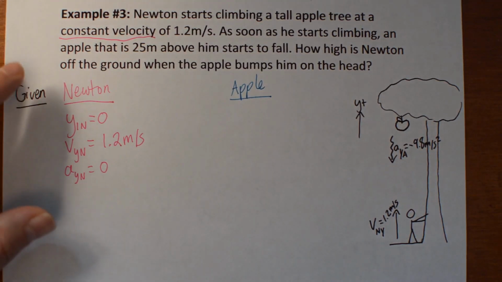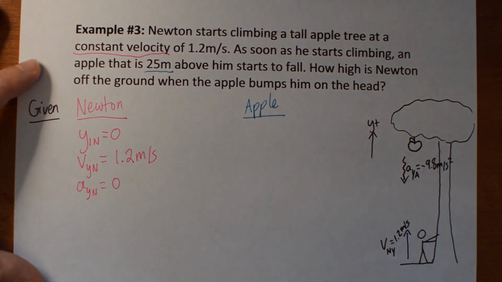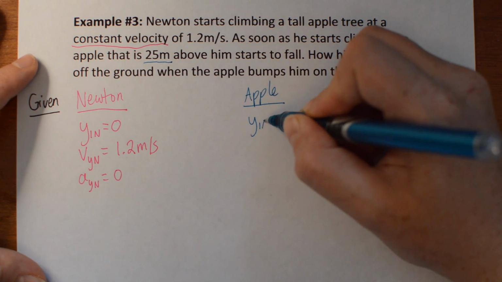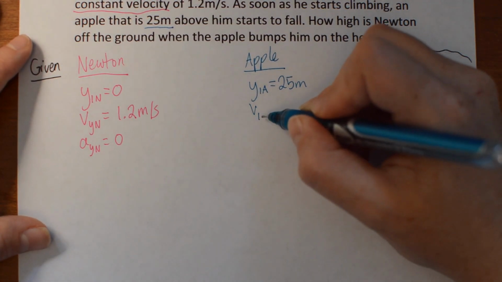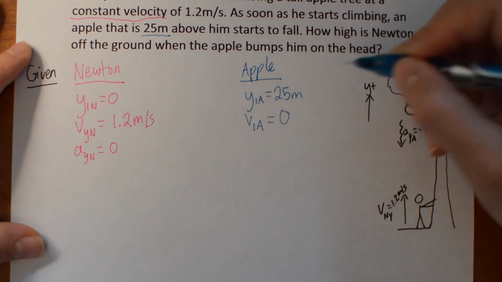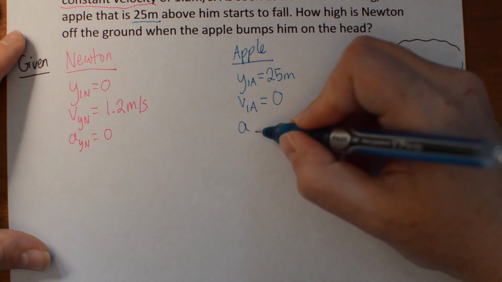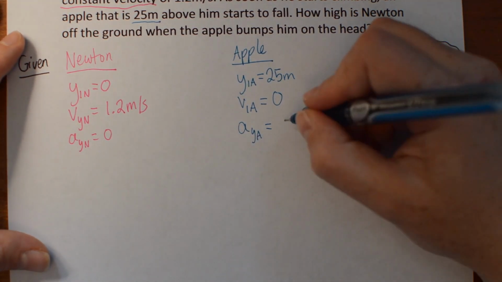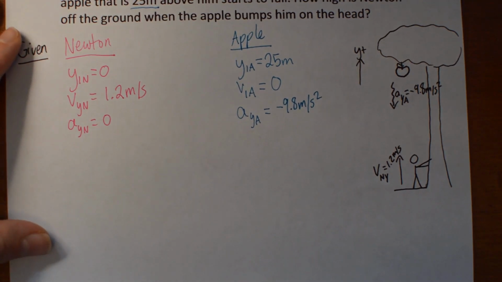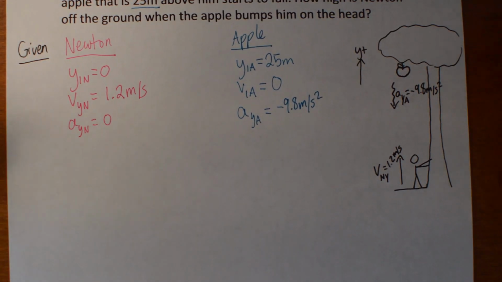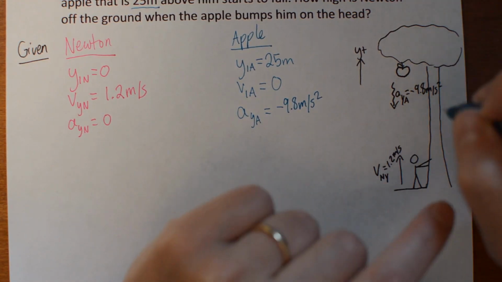The apple, on the other hand, starts at a height of 25 meters. So the apple starts 25 meters above Newton. So y1 of the apple is 25 meters. The initial velocity of the apple is 0. So it's initially just at rest on the tree. And then it starts to accelerate downwards. So ay of the apple is negative 9.8 meters per second squared. All right. What I'm curious about is how high Newton is above the ground at the moment when the apple and Newton are in the same location.